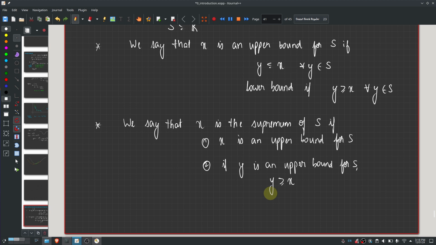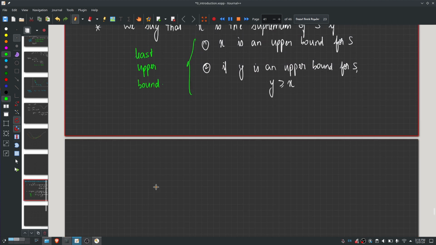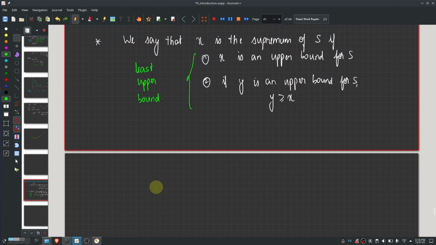X belongs to the set itself. We'll just see it for a moment. We'll see that. Okay. So the supremum is also called the least upper bound. All right. So let's look at some examples.